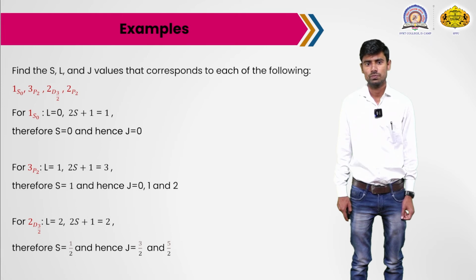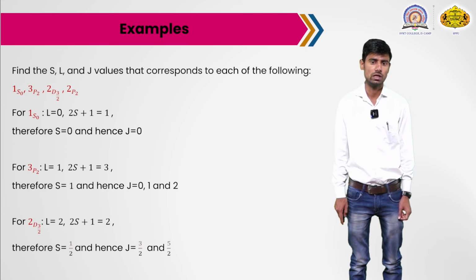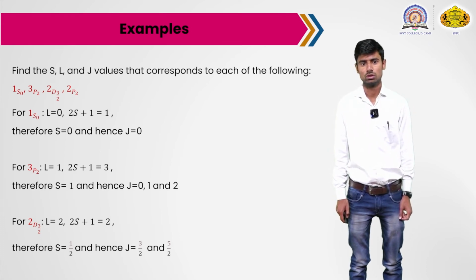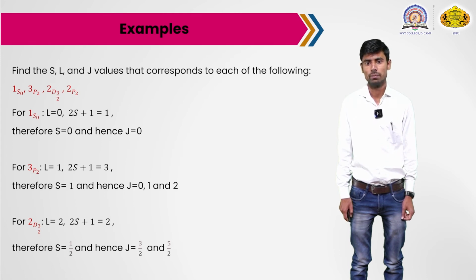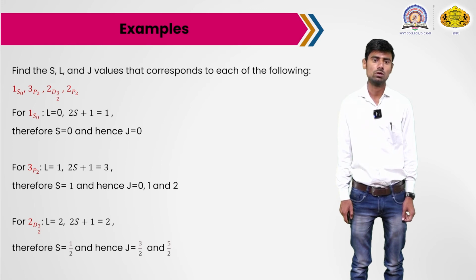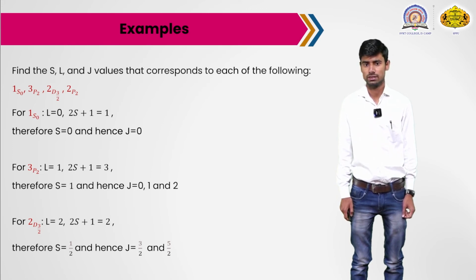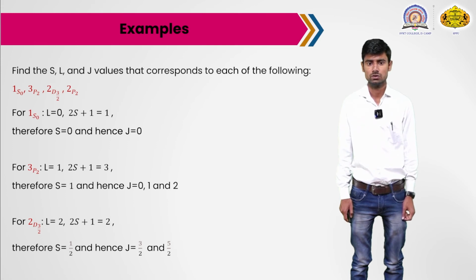Here again we have the next example. Here we have to find the S value, L value and J values that correspond to the following terms. We have been given four terms in this example: singlet S0, triplet P2, doublet D3 halves and doublet P2. For these four terms we have to find the values of S, L and J. So let's consider the first term, which is a singlet S0.